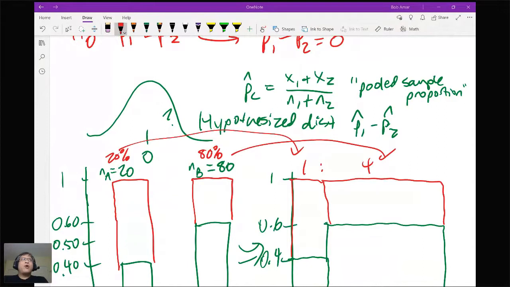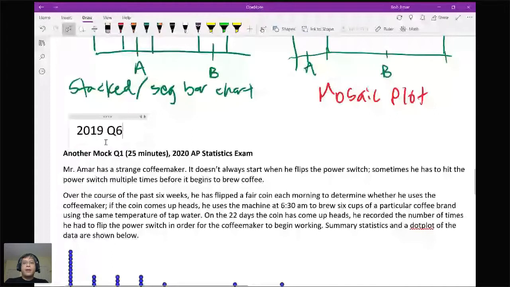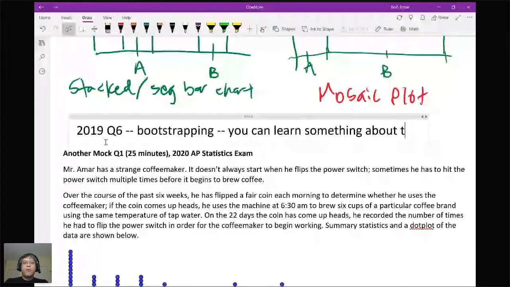Yes. Well, the good news is you don't have to know about bootstrapping here. Bootstrapping is beyond the scope of an AP course in general, but it is kind of cool that you can learn something about the population that your sample comes from, no matter where the sample comes from, by just repeatedly drawing samples out of your sample with replacement. Okay, so bootstrapping, I'll just type it because it's kind of important to know. Let me do it in the document. So the 2019 Q6 was about bootstrapping, which is where you can learn something about the original population your data came from by sampling from your sample with replacement.